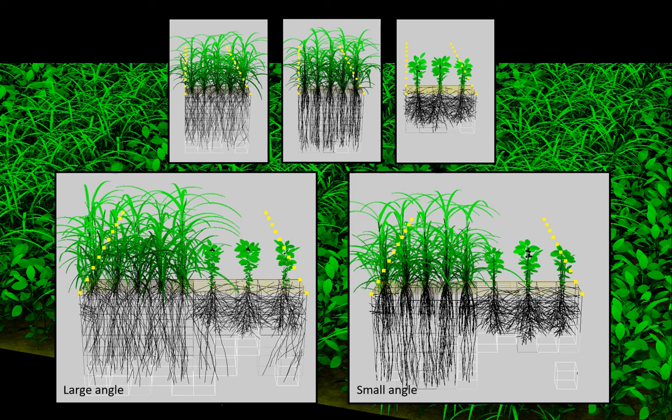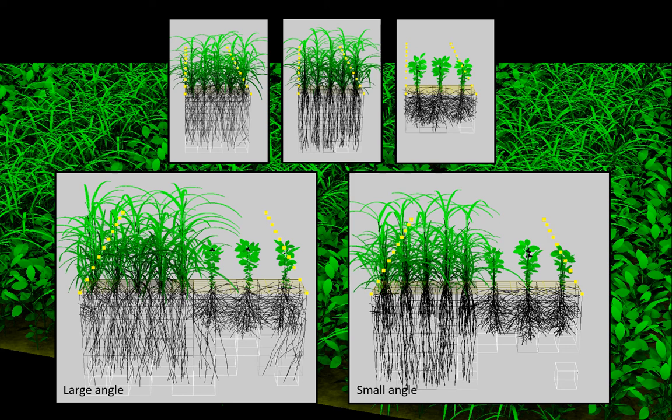So here you can see slices of the fields we simulated, and the wheat is present with two different root angles, either a large or a small angle. On the bottom left, you can see the intercrop with large angle wheat plants, and to the right, you can see the small root angle. And on top, in small pictures, you can see the respective monocrops.